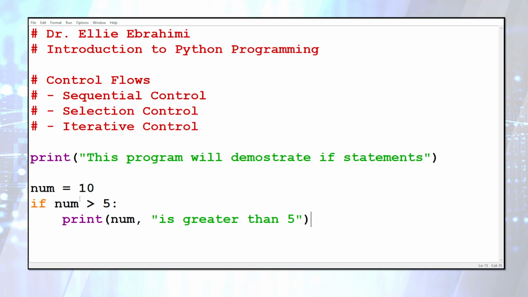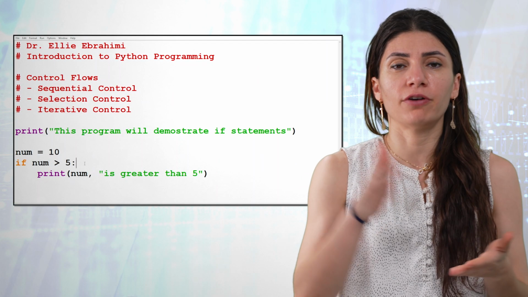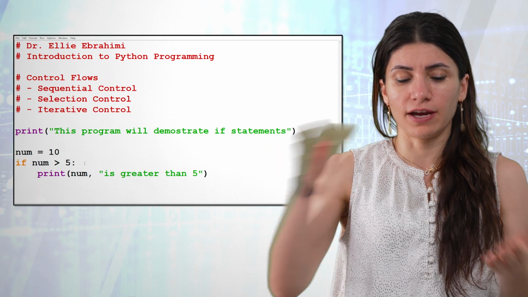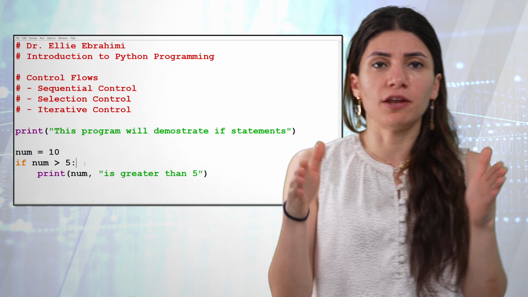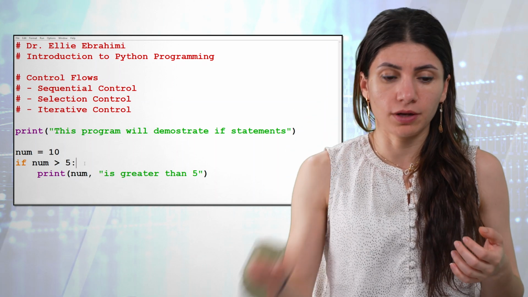A couple of things before I move on. Again, we have our if keyword, we have our condition, and then we call that the header of your if statement. And we always end the header with a colon. So that is the end of that header, the end of that condition. Python knows that you reached the end of your header when you put that colon.